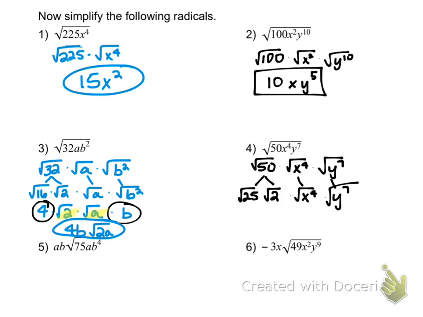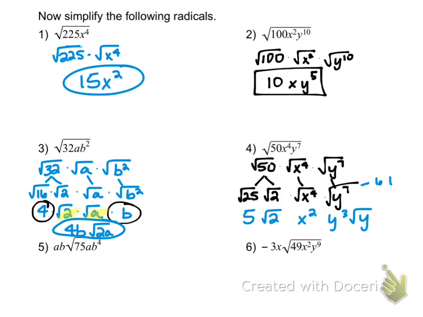Okay, so now I can find my square root. The square root of 25 is 5, and the square root of x to the 4th is x squared. I can go ahead and simplify that. That's going to be y to the 3rd square root of y. Remember, I take this and it makes it like 6 and 1. So you take half of 6 and it makes a 3, and you keep the 1 here. So that's sort of where those came from.